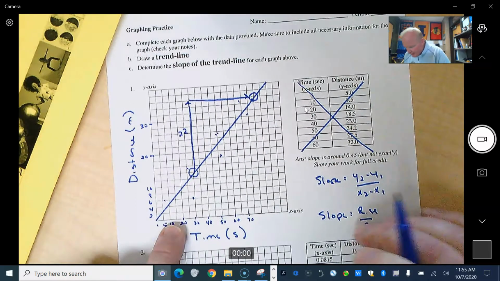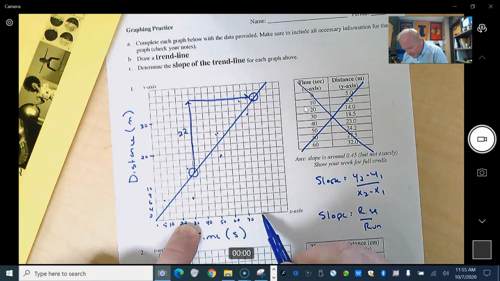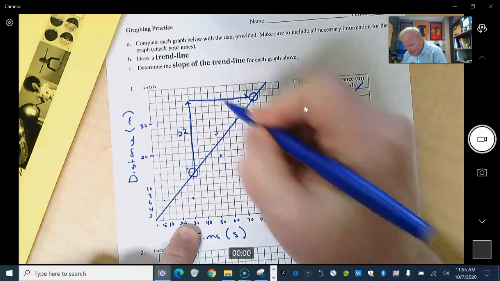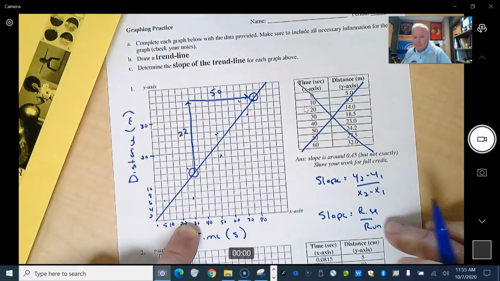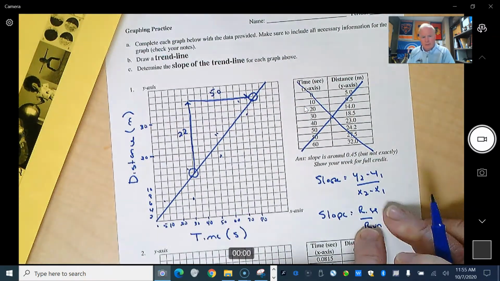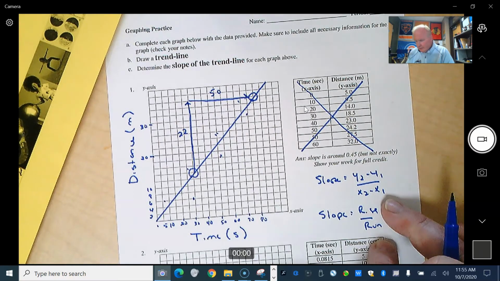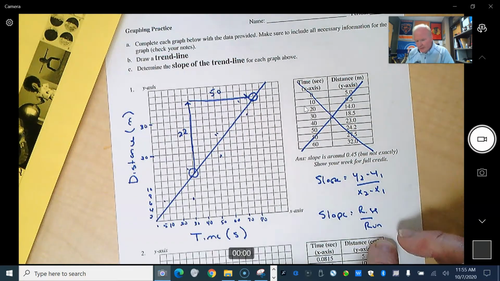Right? And then our run is from 30 to, it looks like 85, 80, 30 to 80. So our run is 50. Okay. We'll put that rise right here. We'll put our run right there. And we'll be good to go if we remember to use our units, right? So our rise is 22 meters and our run is 50 seconds.